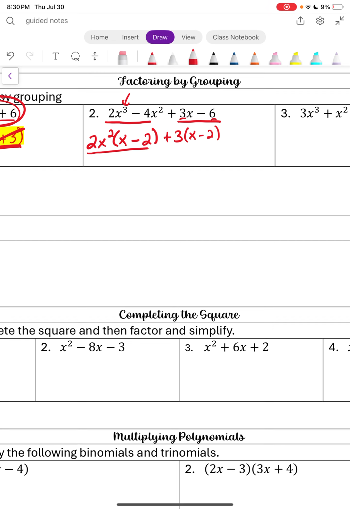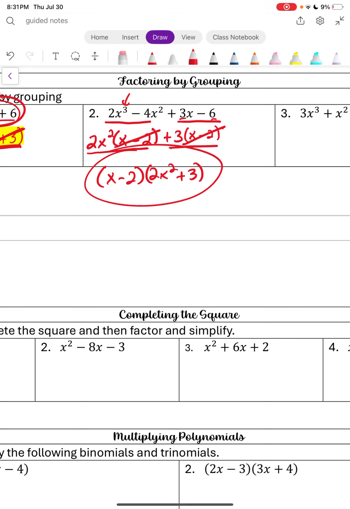Again, both groups now have an x minus 2 in common. When we remove it from the first group, you're left with 2x squared. When you remove it from the second group, you're left with plus 3. That's your final answer. Now, you could check every once in a while. This might be a difference of squares, or another quadratic trinomial, or something that you could factor again. This is linear. It's done. It's x to the first power. You cannot go any further.